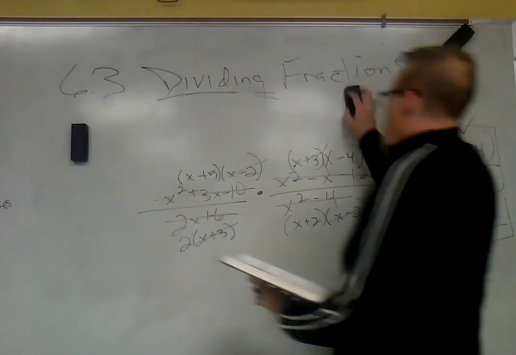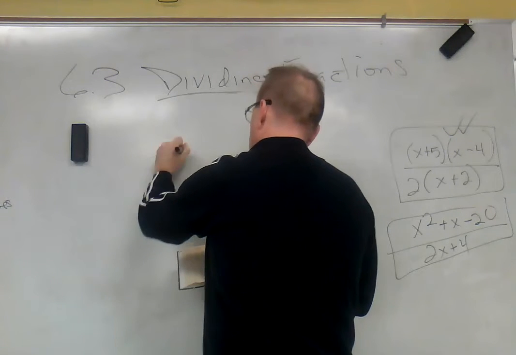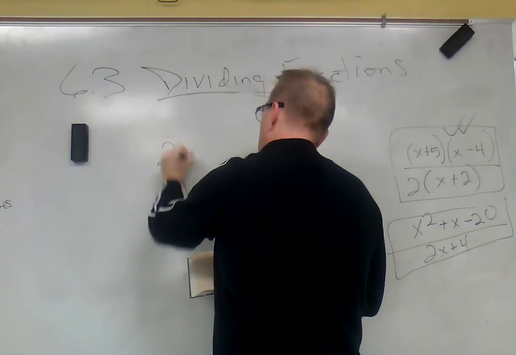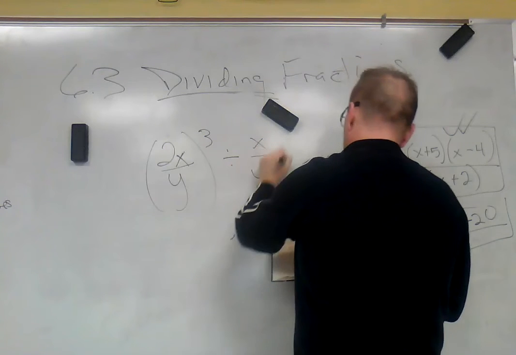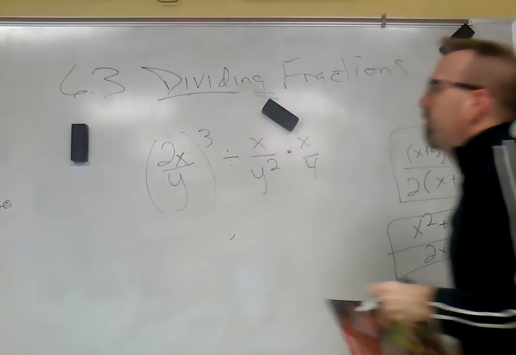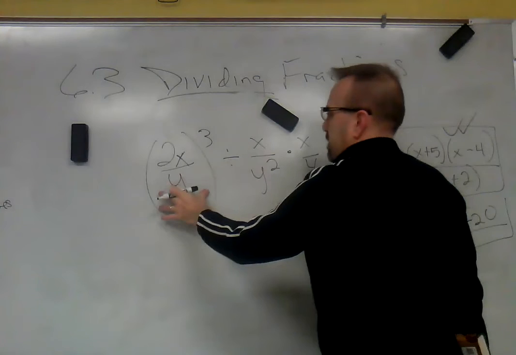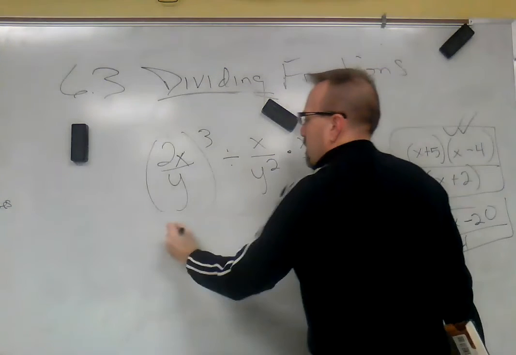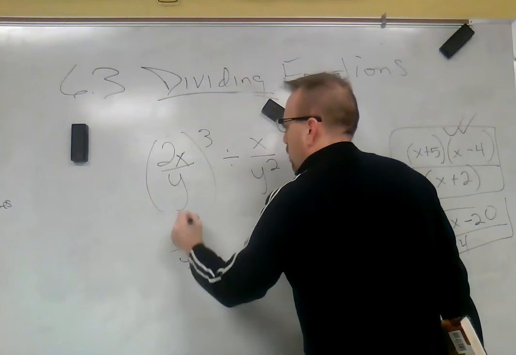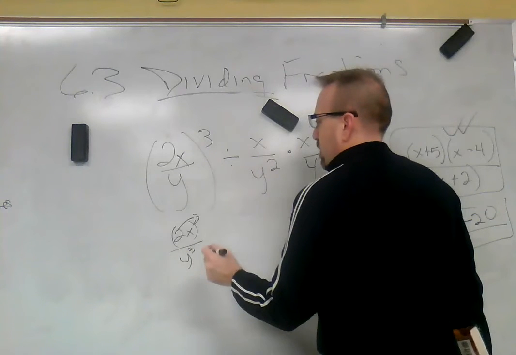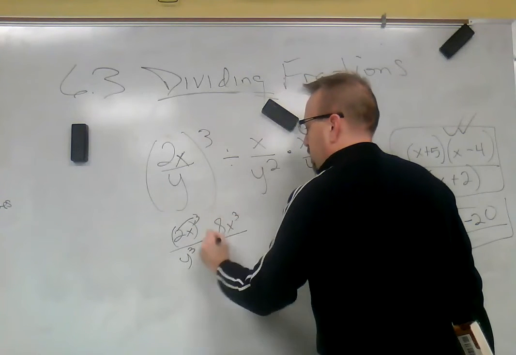All right, one last type. Okay, so we have one where we were raising everything to a power. Let's work with that power first, and then we'll worry about the rest of these. So we get 2x cubed, y cubed, but we have to do this to both parts. What is 2 cubed? 2 times 2 times 2 is 8, and we have x cubed over y cubed.